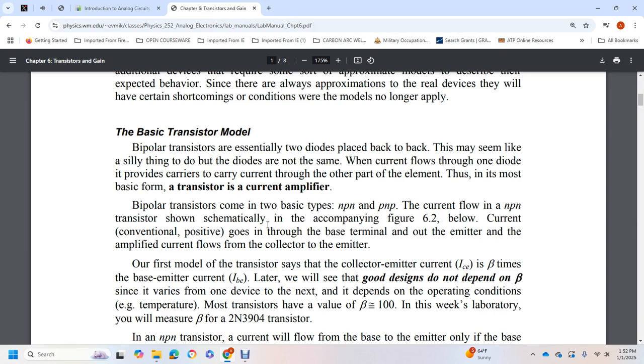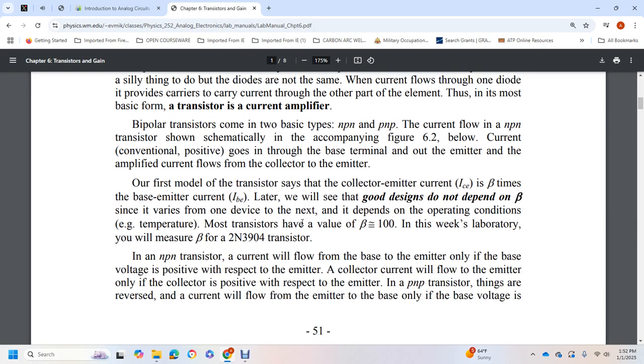Bipolar transistors come in two basic types, NPN and PNP. The current flows as shown schematically in the accompanying figure 6.2. Conventional positive current goes in through the base terminal, with the output at the emitter, and the amplified current flows from the collector to the emitter. Our first model of the transistor says the collector-emitter current is beta times the base-emitter current.